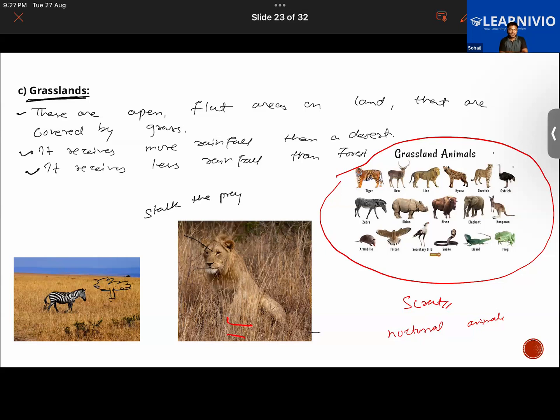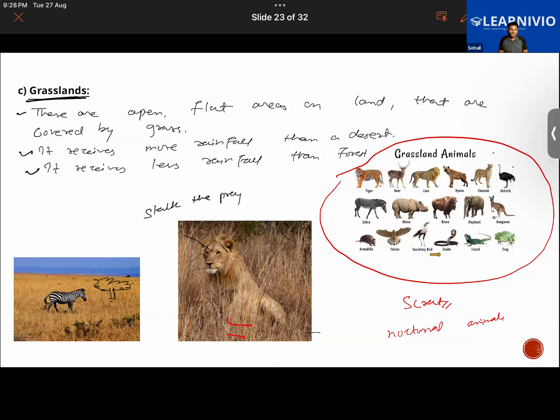Okay. So let me just sum up what we have discussed so far from this topic. We did learn about grasslands. These are open flat areas on the land that will be covered by grasses. Grasses would be the dominant plant in this region. Wherever you look in the grassland, everywhere you will find grasses. This region will receive more rainfall than a desert, but less rainfall than a forest, for example, a rainforest.